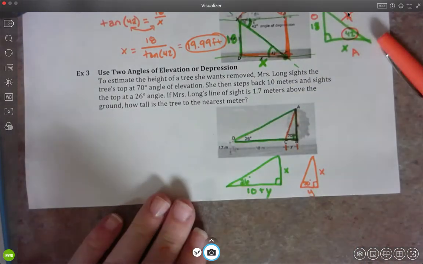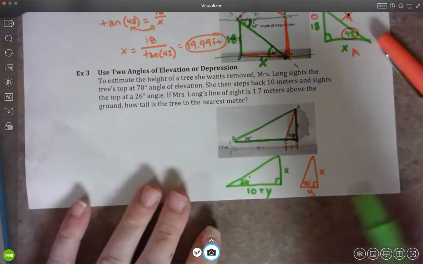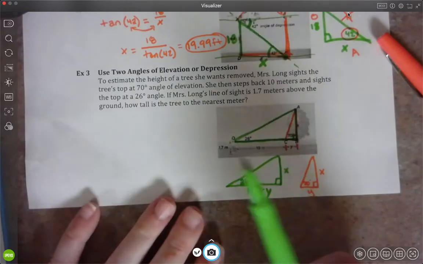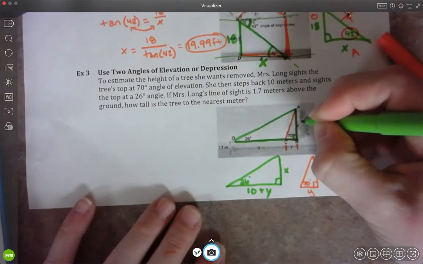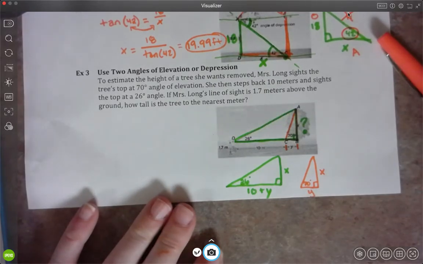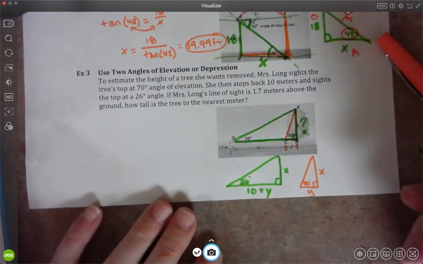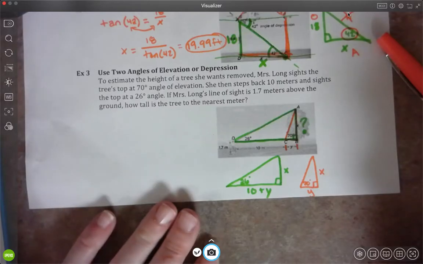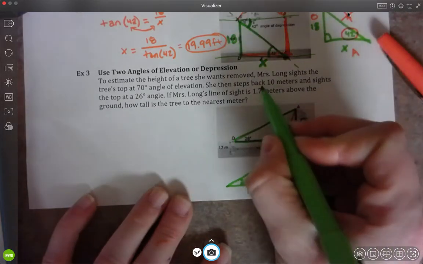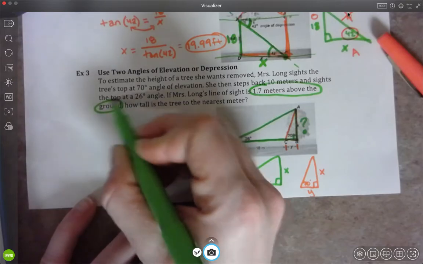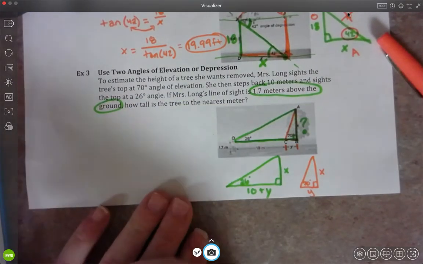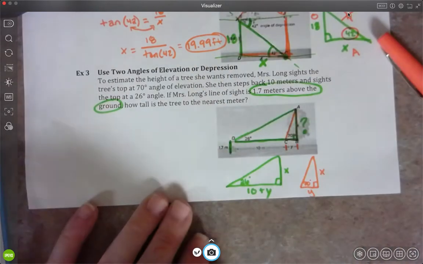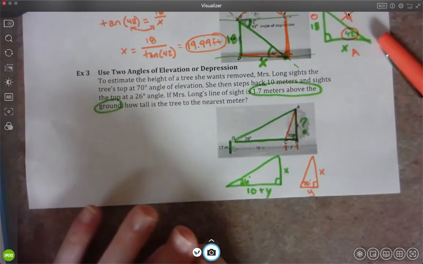So what they're wanting us to do, we haven't even read the story problem yet, is estimate the height of a tree. That's what we're solving for, that x there. Mrs. Long sights a tree's top at a 70-degree angle of elevation. She then steps back 10 meters and sights the top at a 26-degree angle of elevation. If Mrs. Long's line of sight is 1.7 meters above the ground, I'm going to circle that, because we're going to have to involve that at the very end. So keep in mind this 1.7 meters. We're going to use that in just a minute. But how tall is the tree to the nearest meter?